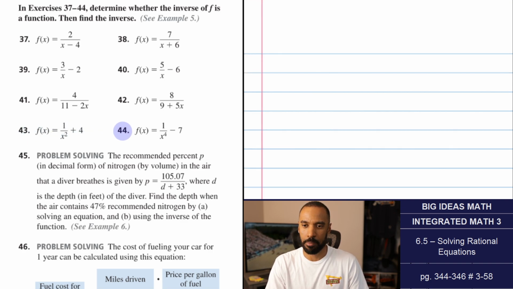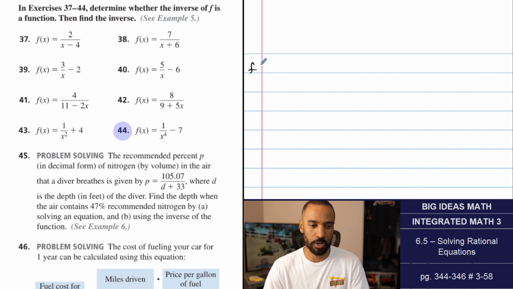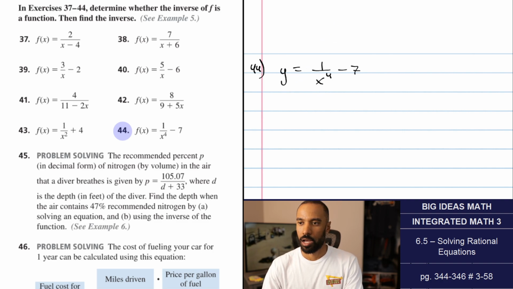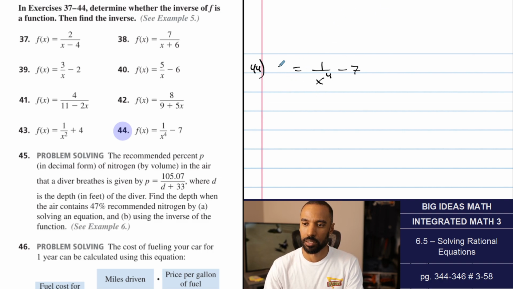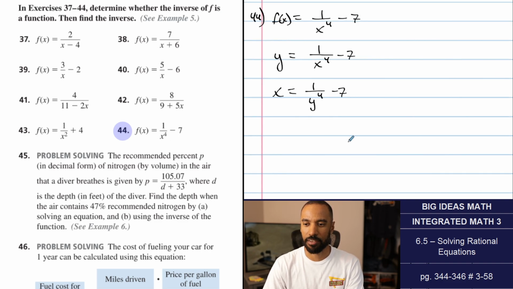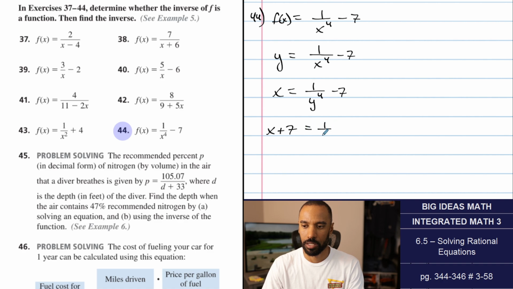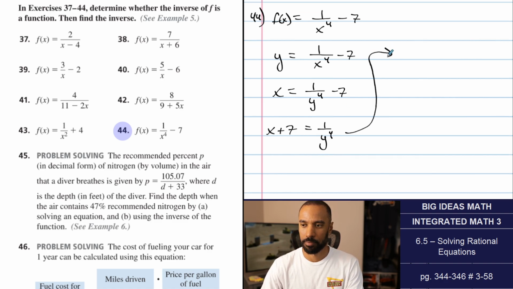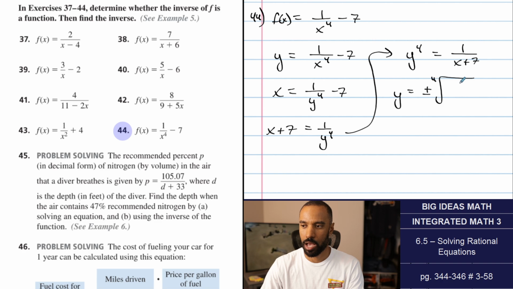Number 44, I think, is the same. It's a fourth root. It's a fourth power, but that means we're going to be taking a fourth root, and even roots have that thing going for them. That should have said f of x to begin with. All right, we'll turn it into y and swap x and y. Let's add 7 to both sides. Swap places of those two guys right there. Again, hopefully you know mathematically why that's happening. I showed it a couple times, including the lecture portion. And take the fourth root of both sides. So this is plus or minus the fourth root of 1 over x plus 7.